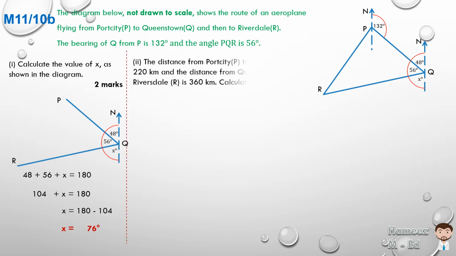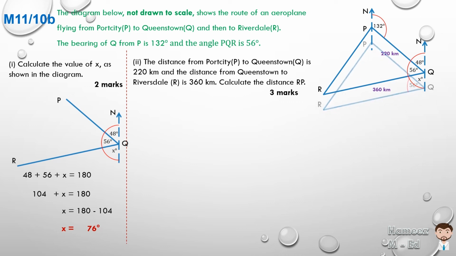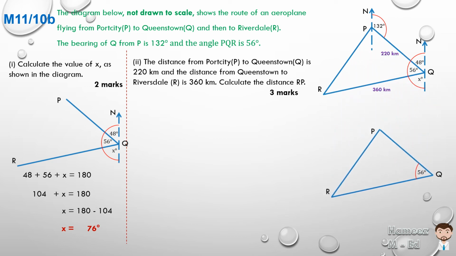And for part 2, the distance from Port City to Queenstown, Q, is 220 kilometers. So let's bring that up. And the distance from Queenstown to Riverdale is 360 kilometers. So let's bring that up. Calculate the distance RP. So if we take a look at that, let's extract that triangle. And what do we know? We know the angle is 56 degrees. We know we want to find RP. And we have those two sides, 220 and 360 kilometers.